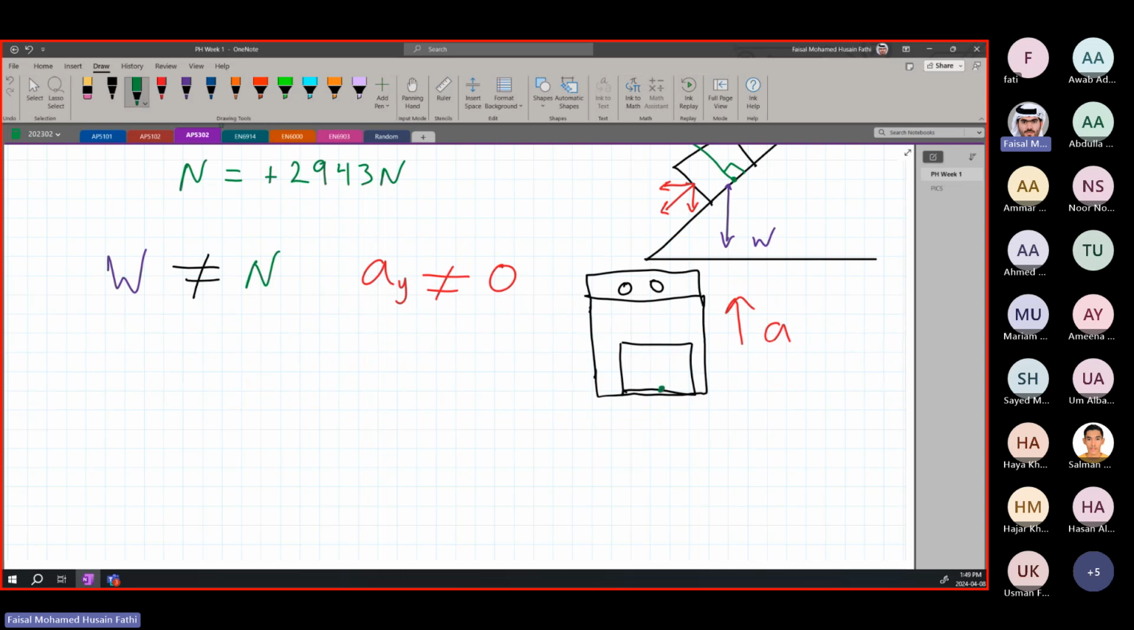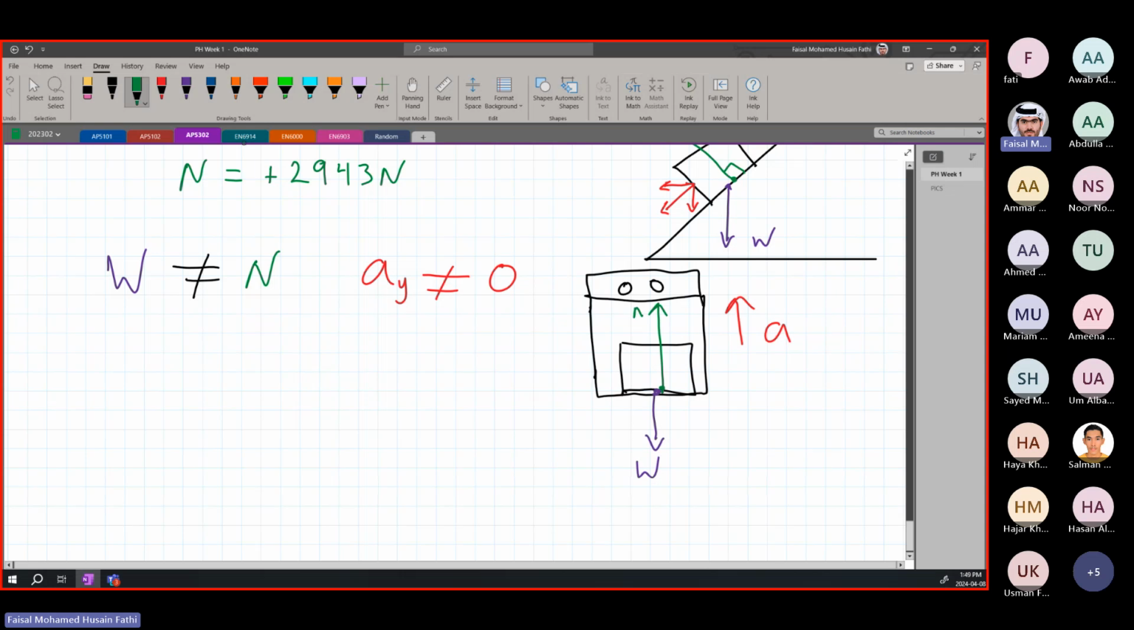So A is not equal to 0. Even though the normal force is in the same direction upwards and weight is downwards, the normal force is going to be larger than the weight. They're not going to be equal. Why? Because here we have an acceleration. We have an acceleration. I don't know why I highlighted it in red, but because we have an acceleration.